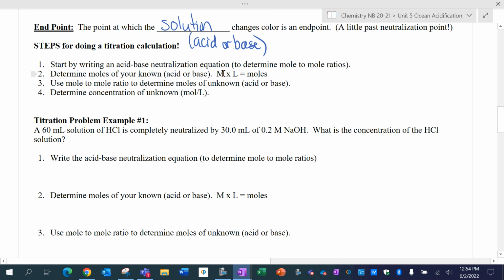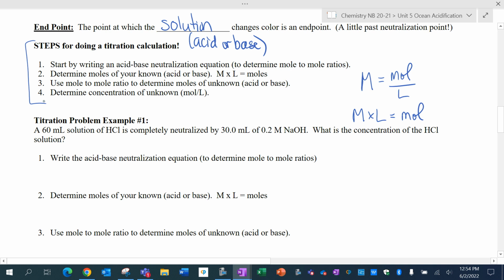And these are going to be solutions, so we're going to be dealing with molarity. A reminder that since molarity is moles divided by liters, I can rearrange that and say molarity times liters gives me moles. So if I know the volume and molarity, I can find how many moles I added. Then I'm going to use my mole ratio to figure out the moles of my unknown. And once I know that, then I can figure out the concentration of my unknown. So these are the general steps for doing a titration calculation.